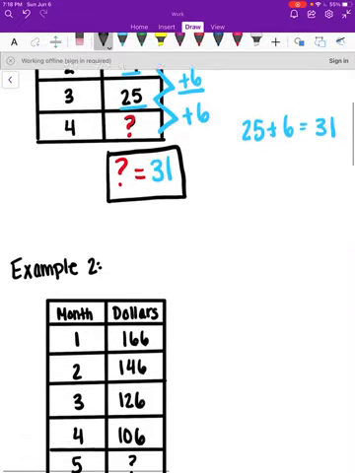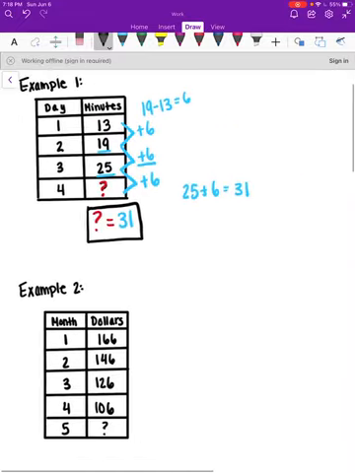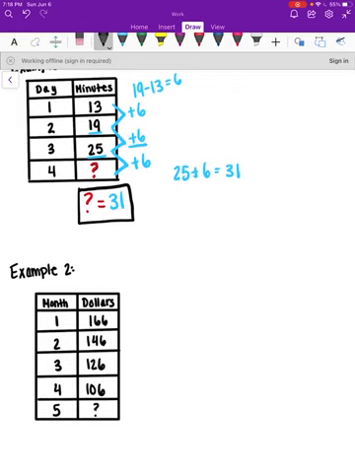So let's try number 2, because number 2 is a little different. We're going to do the same type of thinking here. So we have month and dollars. So 1, 2, 3, 4, and 5 months. And we have $166, 146, 126, 106. And then again down here we have that question mark.